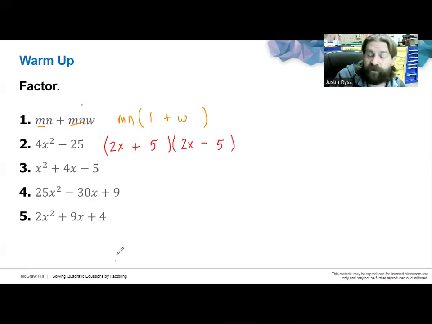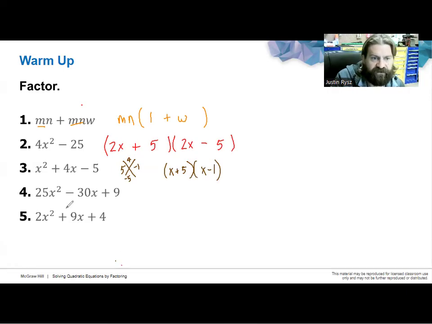Now, when we get three terms, what we're going to do is start figuring out, okay, what numbers can multiply together to get the last number, add together to get the middle number. All right, so what multiplies to give us -5, adds together to get 4? That's a 5 and a -1. So we get an x plus 5 and an x minus 1.